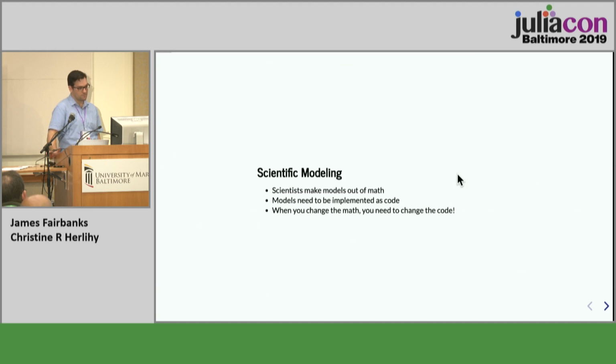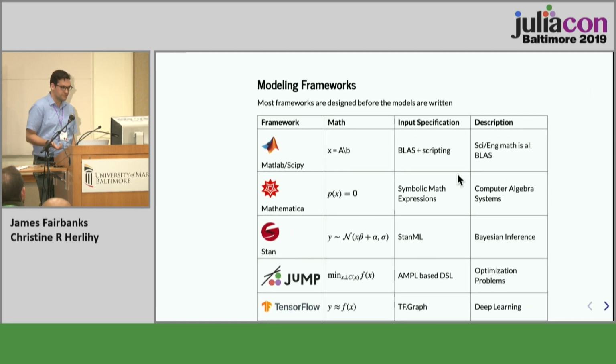But that still leaves them with the problem that if they change the system they're studying, they have to change the math, which means they have to change the code. That's time-consuming and error-prone. So people write modeling frameworks to make this easier. There are all these modeling frameworks out there: MATLAB and SciPy, Mathematica, Stan, and for each of these there are many more like them. Bayesian programming with Stan, JuMP for optimization, TensorFlow for deep learning. All of these modeling frameworks have a domain, and they introduce a domain-specialized language for that type of mathematical modeling.